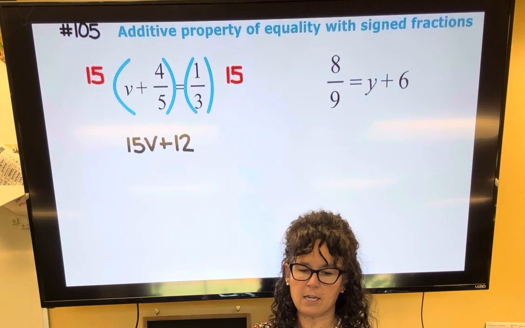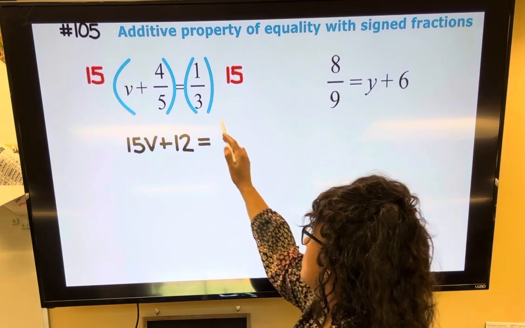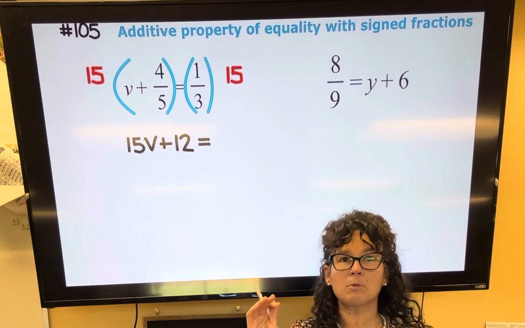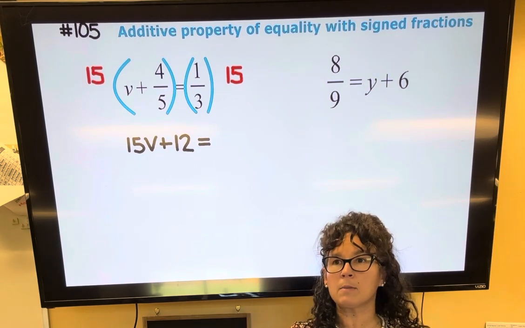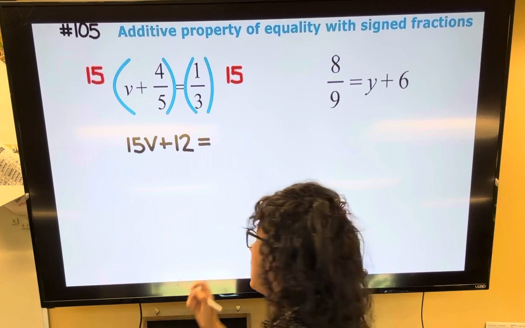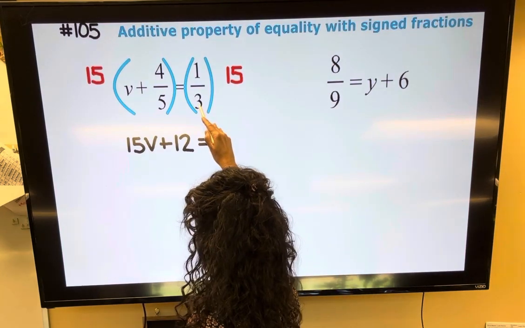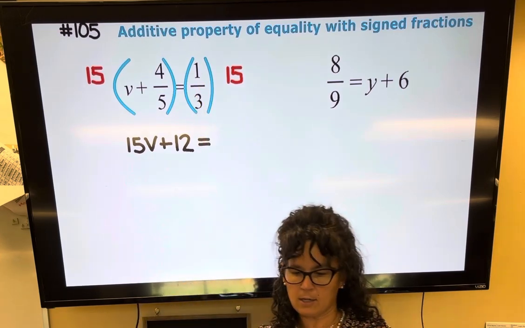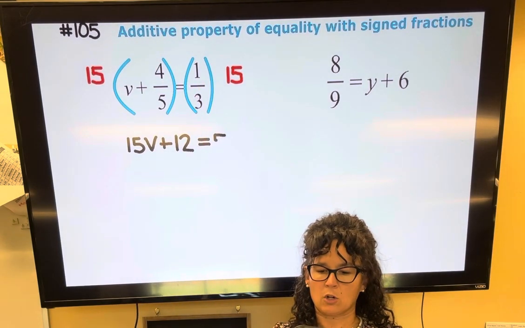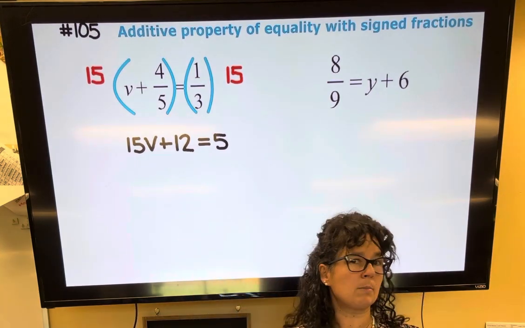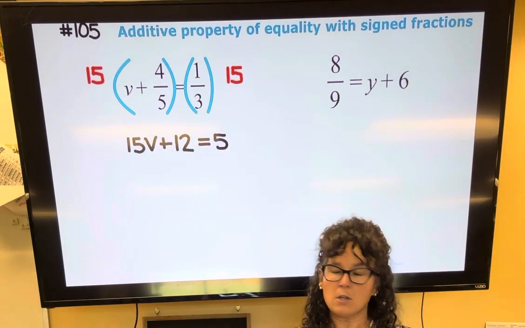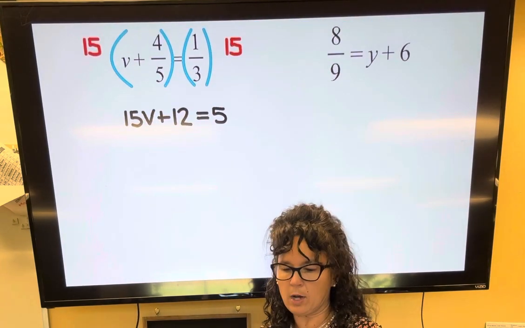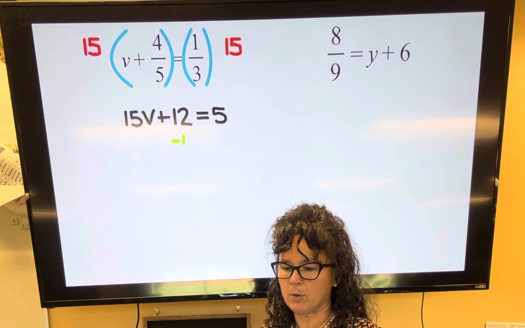On the other side of the equal sign, when I multiply 1/3 times 15, again, think of multiplying by a fraction by dividing by what's in the bottom and multiplying by what's in the top. So 15 divided by 3 is 5, and 5 multiplied by 1 is 5. This equation now looks a lot easier because I don't have any fractions in it. So then we can go ahead and subtract over 12 from both sides.